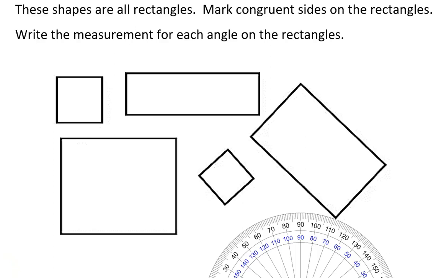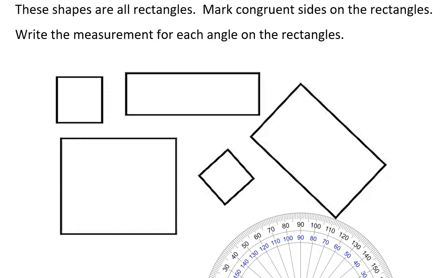This tutorial is for 5th grade, Module 5, Lesson 18. In this lesson, we're going to look at the qualities of rectangles. The directions tell us that all of the shapes on the page are rectangles. We are to mark the congruent sides on the rectangles and write the measurement for each angle on the rectangles.